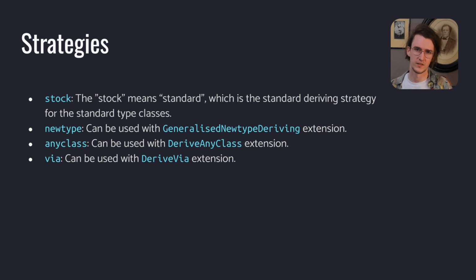The ways of deriving are called strategies. Currently, there are 4 available deriving strategies. Stock, and stock means standard, which is a standard deriving strategy for the standard type classes. Newtype, which can be used with the GeneralisedNewtypeDeriving extension. And AnyClass, which can be used with the DerivingAnyClass extension. And the last one, Via, which can be used with the DerivingVia extension.